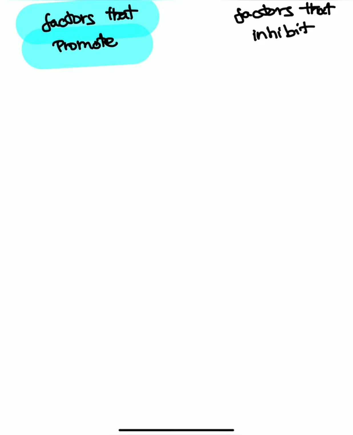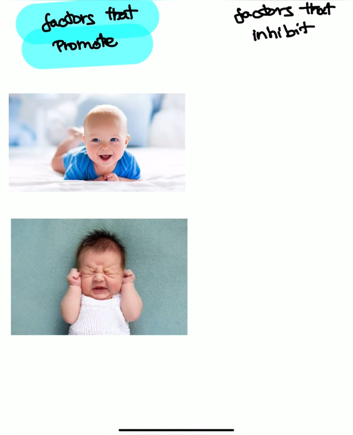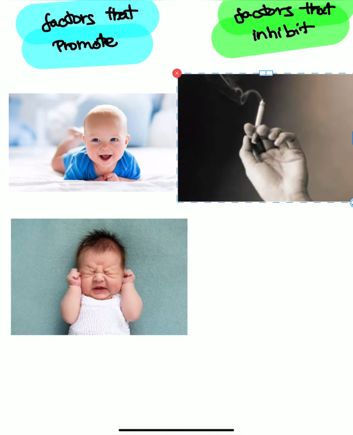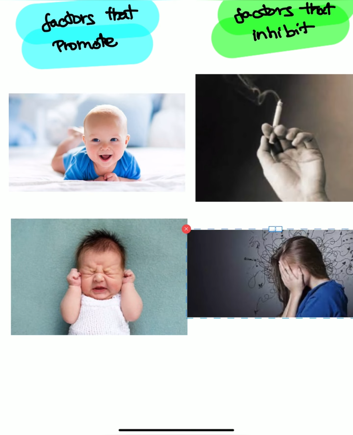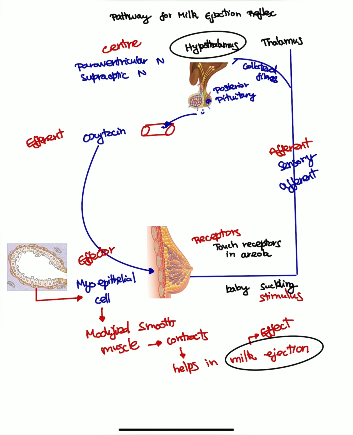What are the factors that would promote this milk ejection reflex? The thought of the baby, the cry of the baby would promote or stimulate this reflex. And what would inhibit this reflex? Any kind of drug abuse in the mother, or if the mother is stressed, both these things are going to inhibit this reflex, and thereby it would also affect breastfeeding. So it is very important that the mother is happy and not depressed in order to promote breastfeeding.